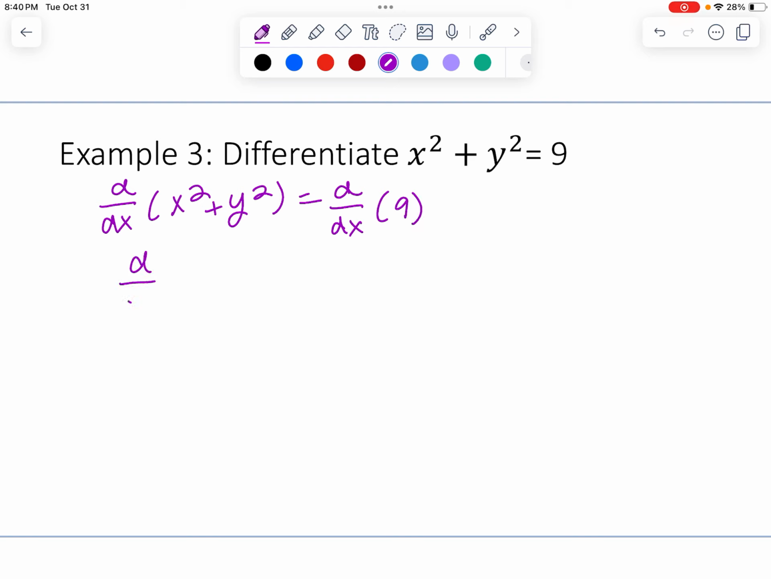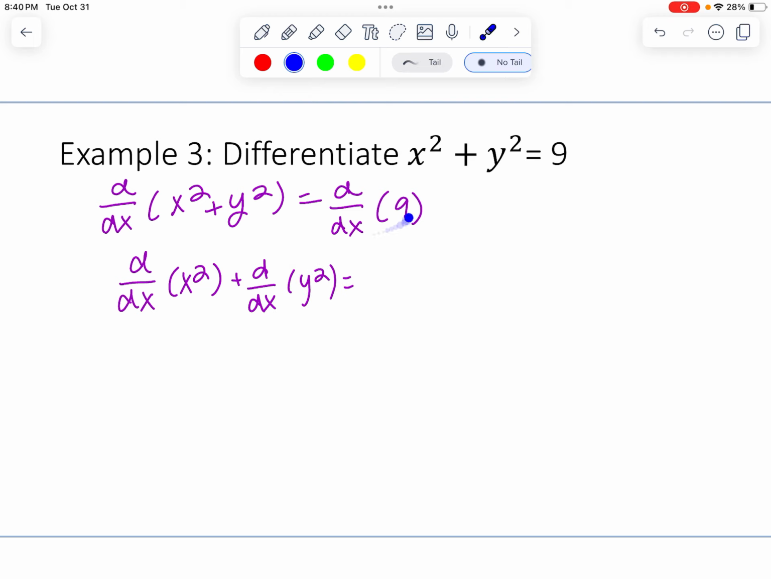And so I'm going to split this side, so I'll differentiate each term. I'll differentiate x squared with respect to x, and then I'll differentiate y squared with respect to x. And then over here, I can just go ahead and do this on this side because it's just a constant. So the derivative of 9 with respect to x is just 0. So that's just going to go away.